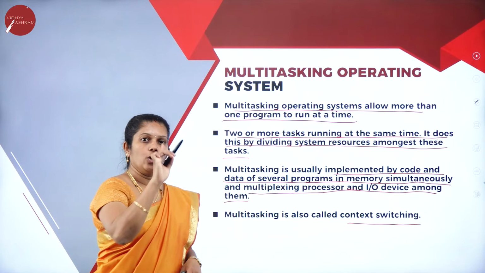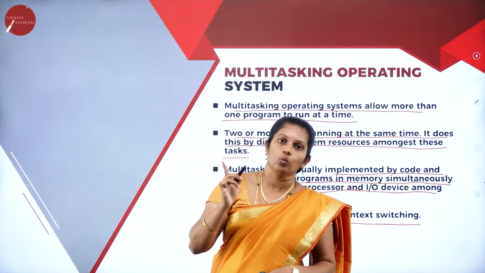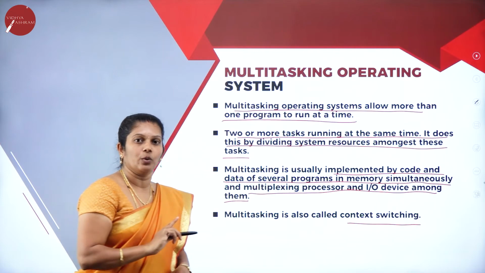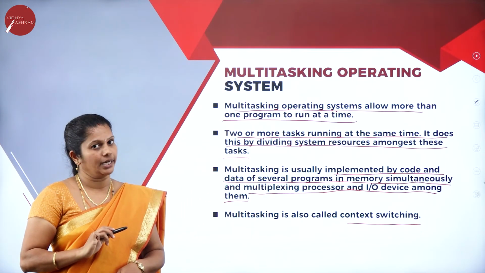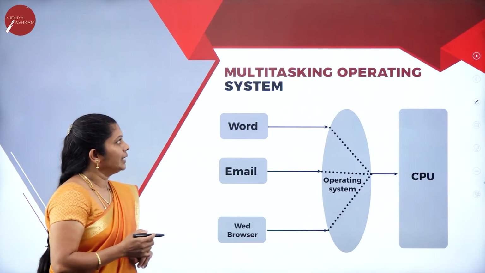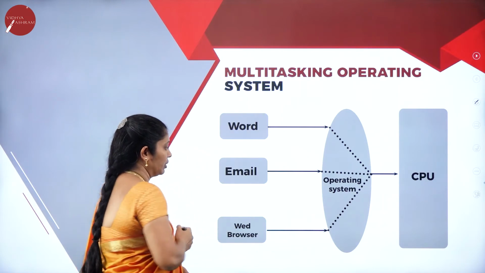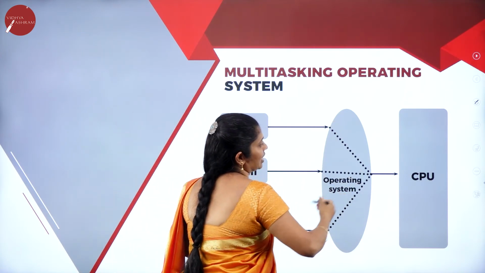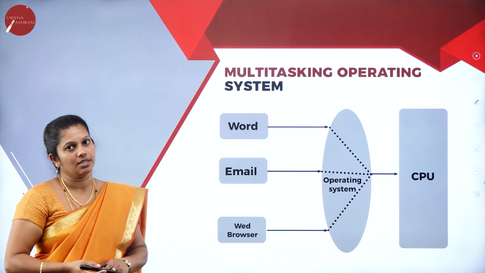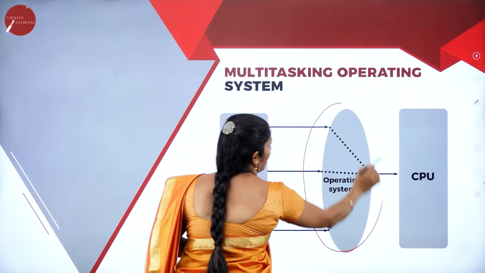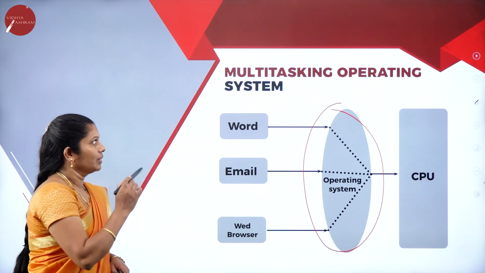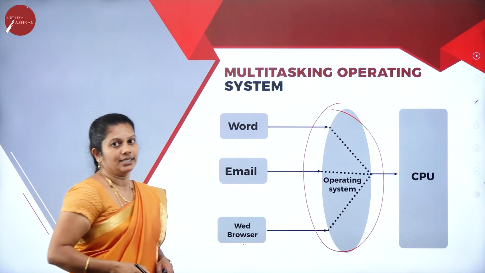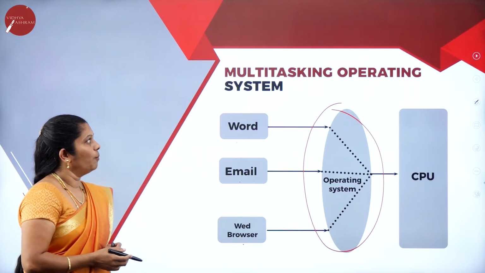Single user means only one person, multi-user means more than one person, multitasking means more than one task, more than one piece of work, whereas multi-programming means more than one program can be executed at the same time. In a multitasking operating system, consider that one task is Word, another is email, and another is a web browser. All these tasks execute simultaneously in the operating system, which passes them to the CPU. All the work is performed at the same time by the operating system. That is multitasking. Here there is one task, a second task, a third task, and all the tasks are performed at the same time. That is a multitasking operating system.